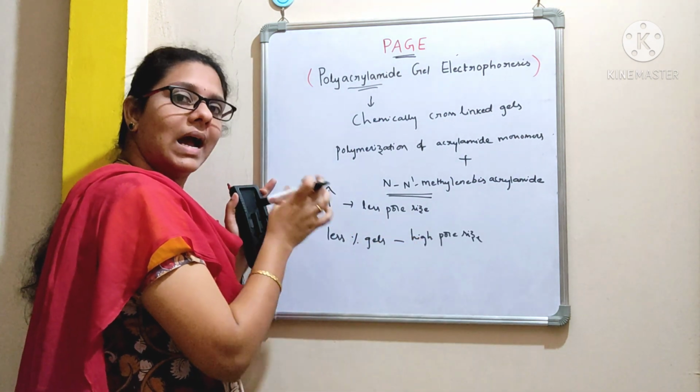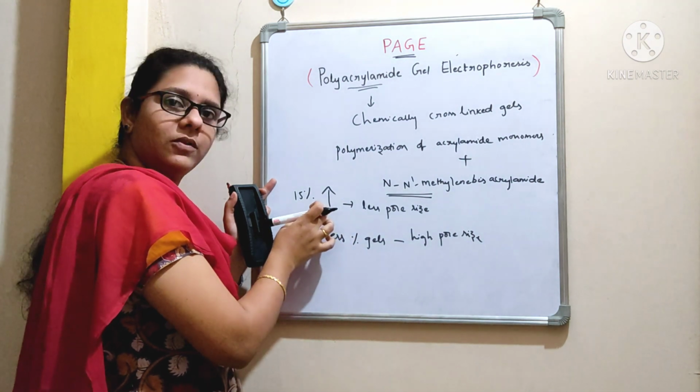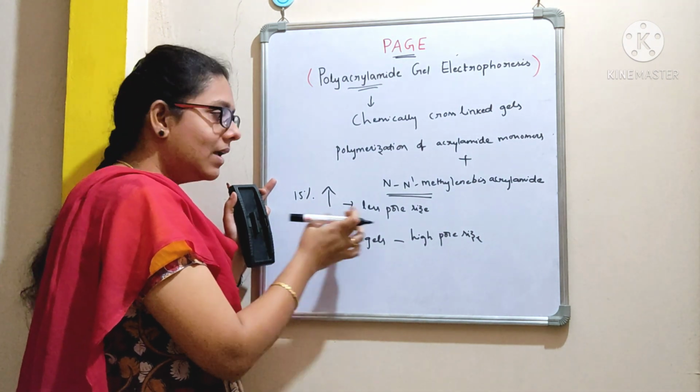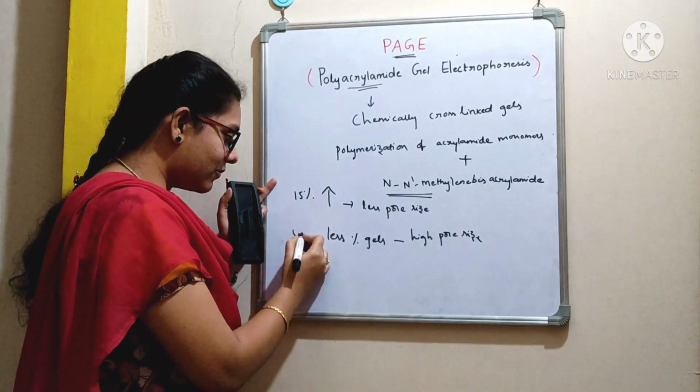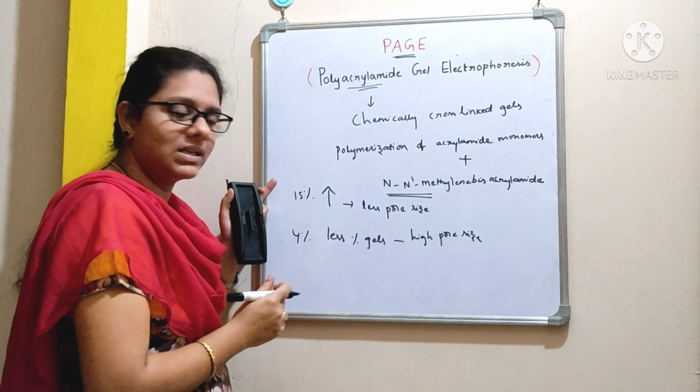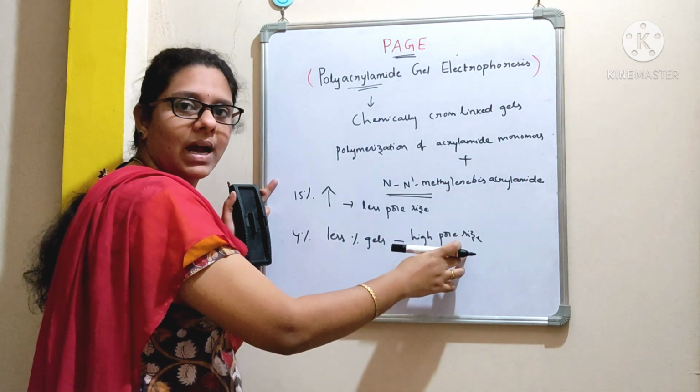If you go with a high percentage of gel, suppose you are preparing a 15% gel, the pore size will be small. If you prepare a lower percentage gel, for example a 4% gel, here the pore size will be large.